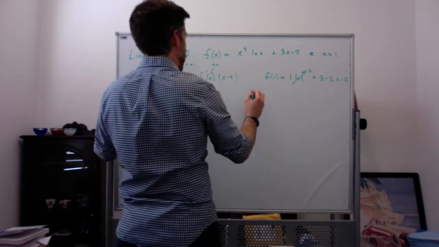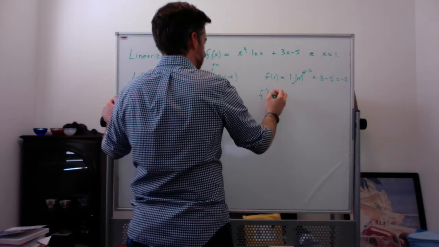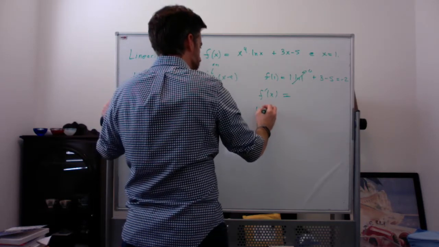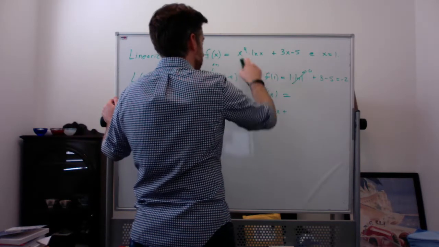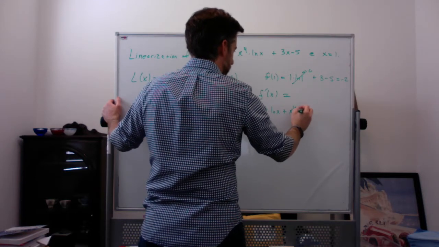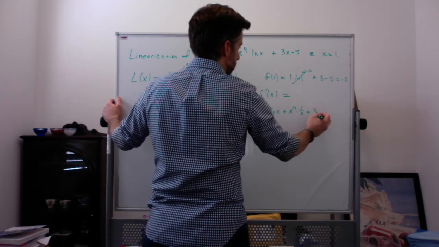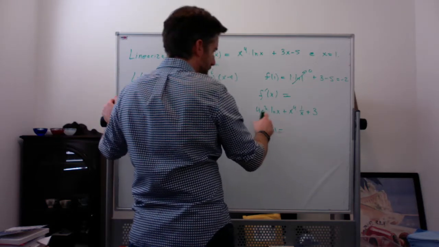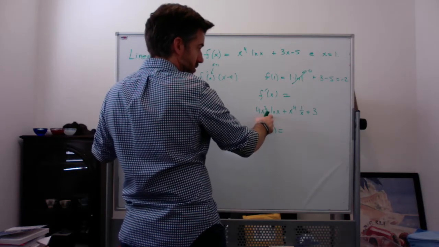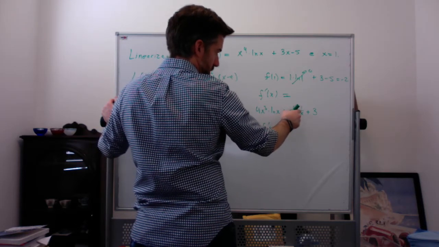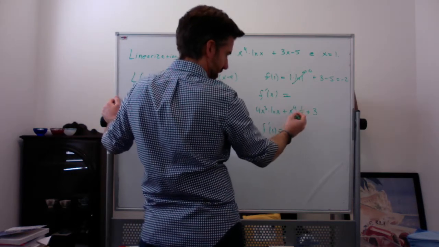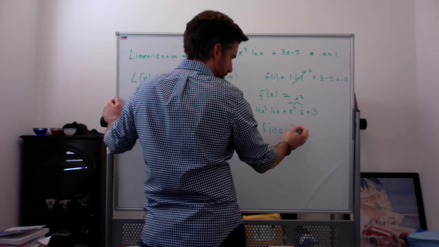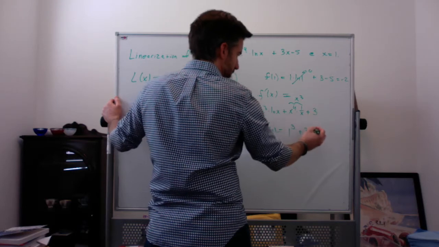Then I have to find f prime of 1, so let's find the derivative first. F prime of x is, product rule here, 4x cubed times natural log of x plus x to the fourth times 1 over x, plus 3 minus 0. Plugging in 1, f prime of 1 is 4 times natural log of 1, that's 0, plus 1 times 1 over 1, and I could simplify this to x cubed, but we're not really being asked to simplify this. So it's 1 cubed plus 3, which is 4.